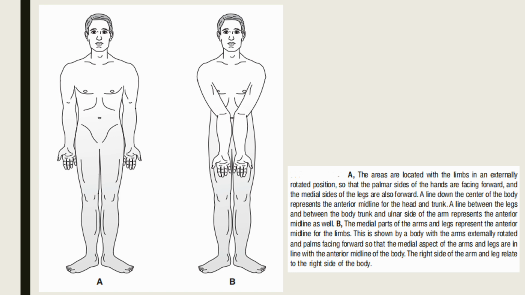The four extremities area. The areas are located with the limbs in an externally rotated position, so that the palmar sides of the hands are facing forward, and the medial leg is also forward. The ulnar part of the arm and between the two legs will be the middle line, and the forelimbs are divided into 6 zones as in the trunk. In this position, the longitudinal lines of the body are all in a straight vertical line.